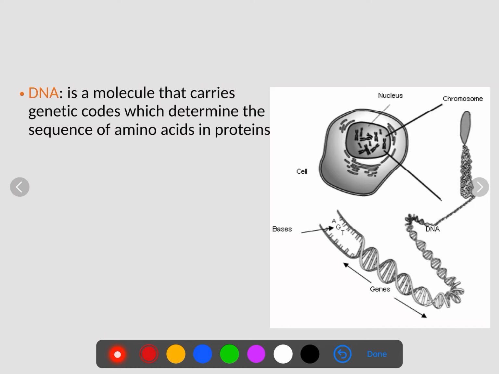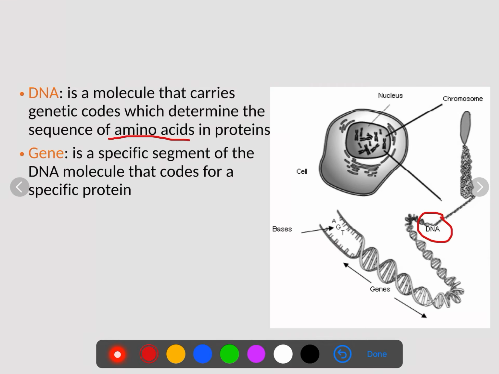And it is determined by the sequence of amino acids that we have from building a protein. So DNA contains all of our genetic information. DNA is a huge molecule stored inside of our cells that contains all the information we can need over time. Now, a gene is just one segment of that DNA. It's a specific segment of DNA, and it codes for a protein.